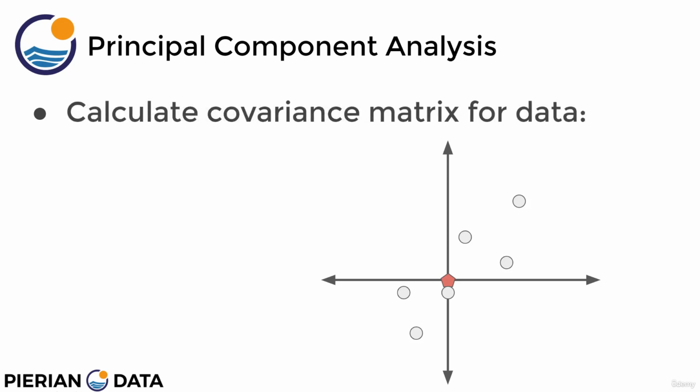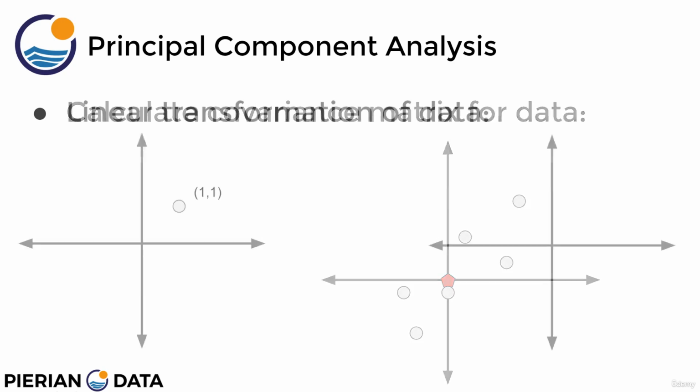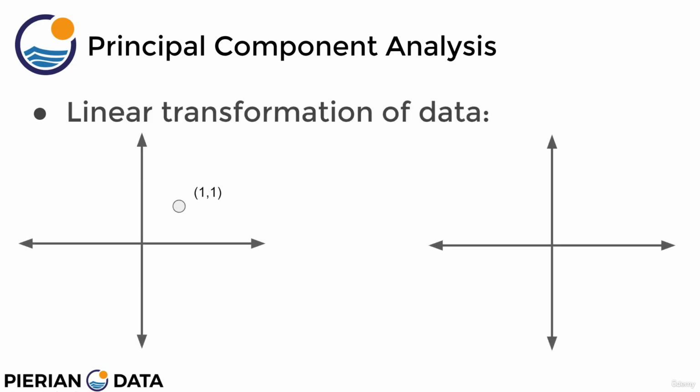So the next step is to calculate the covariance matrix for the data. But before we talk about the covariance matrix, I want to talk about just linear transformations in general, and then we'll hop back to understanding the covariance matrix. So what are we talking about when we need to do a linear transformation of data? Which we already know, principal component analysis is essentially just a linear transformation of the original feature space.